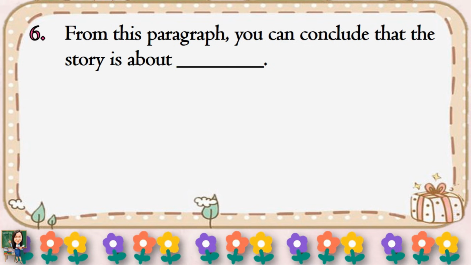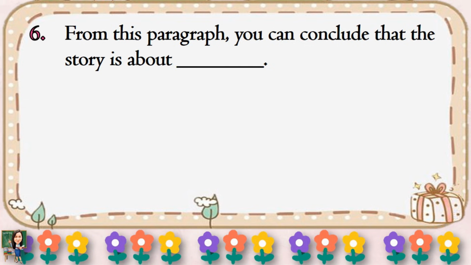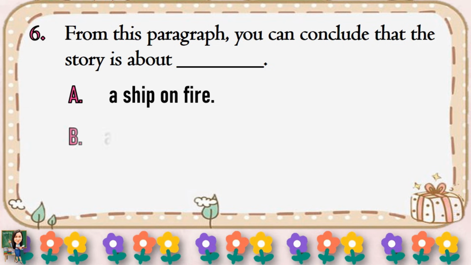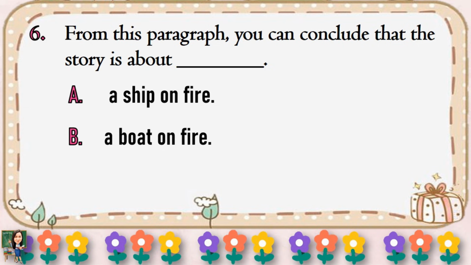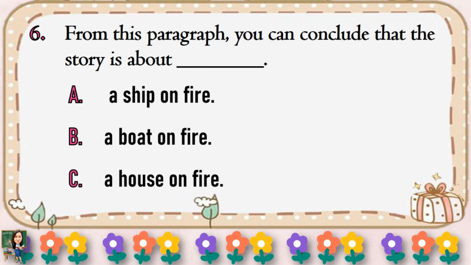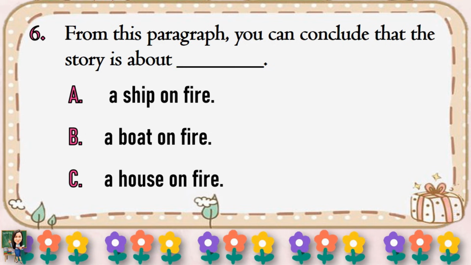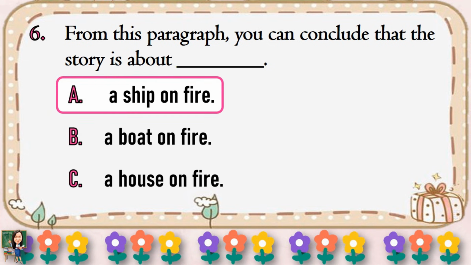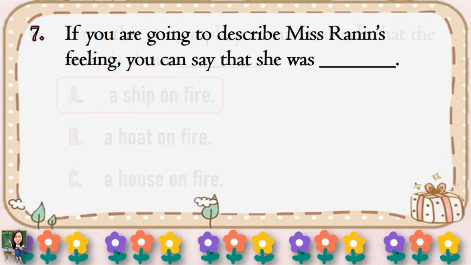Number 6. From this paragraph, you can conclude that the story is about A. A ship on fire, B. A boat on fire, or C. A house on fire. What is the correct answer? Very good. The correct answer is letter A. A ship on fire.